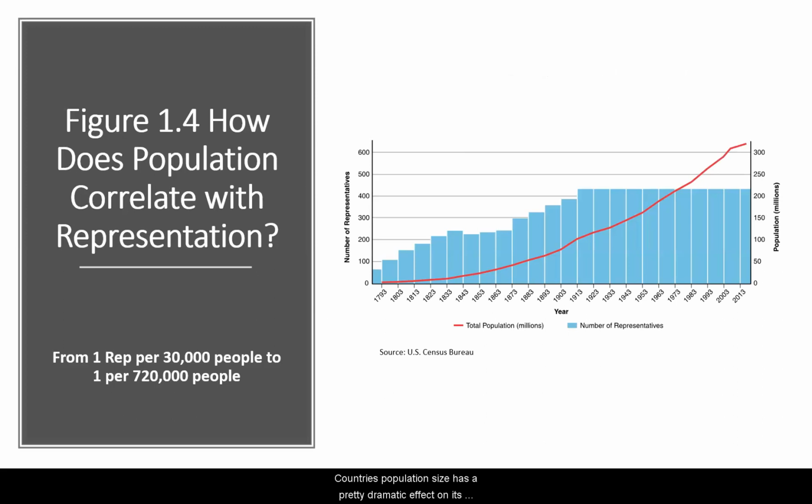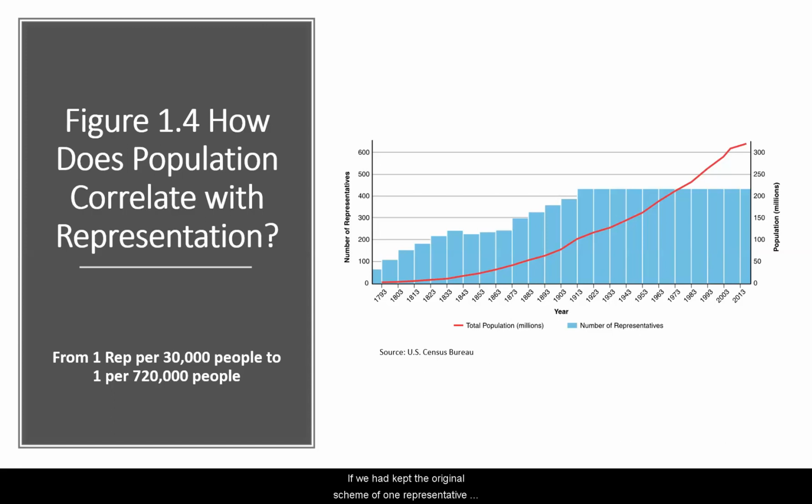A country's population size has a pretty dramatic effect on its system of representation and government. When the Constitution was ratified, the United States had a population of just a few million. That allowed the framers to structure the House of Representatives to have one representative for every 30,000 people, about the current population of Aiken. Now the United States has a population of over 325 million.